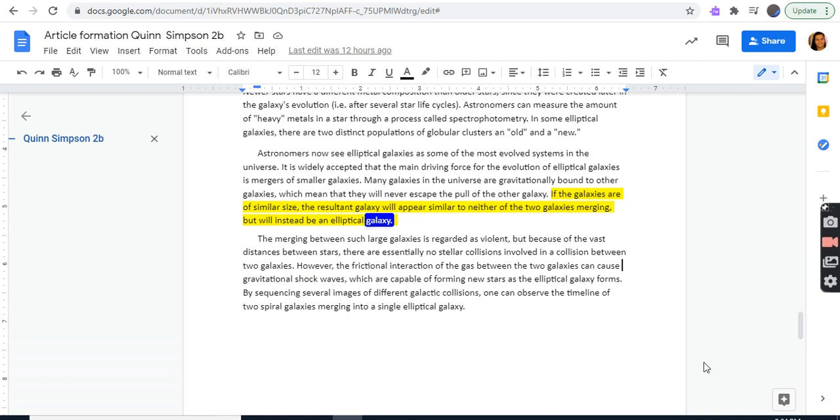The merging between such large galaxies is regarded as violent, but because of the vast distances between the stars, there are essentially no stellar collisions involved in a collision between two galaxies. However, the frictional interaction of the gas between the two galaxies can cause gravitational shock waves, which are capable of forming new stars as the elliptical galaxy forms. By sequencing several images of different galactic collisions, one can observe the timeline of two spiral galaxies merging into a single elliptical galaxy.